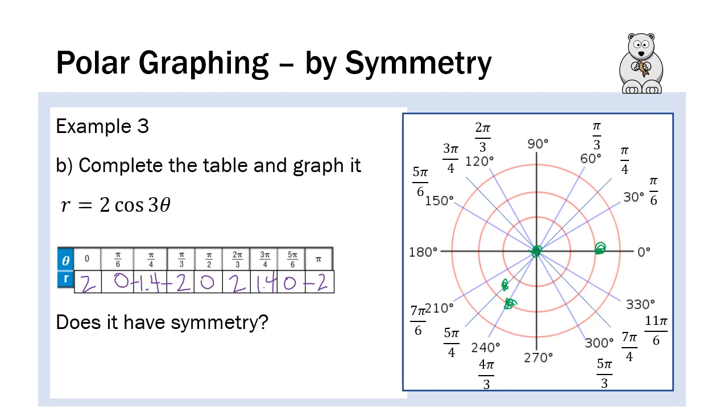Then 2 pi over 3 was 2. These are going all over the place. 2 pi over 3 is 2, so I don't see any symmetry so far. 3 pi over 4 is 1.4, so about right there. 5 pi over 6 is 0 again, and then pi is negative 2. Oh, back to 0. So I didn't have to do any more.